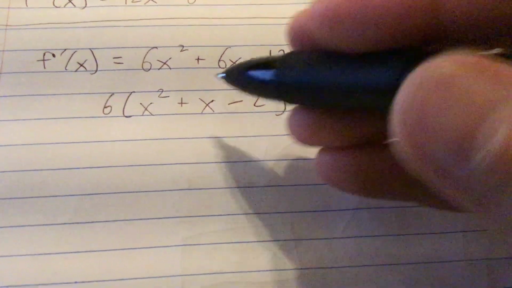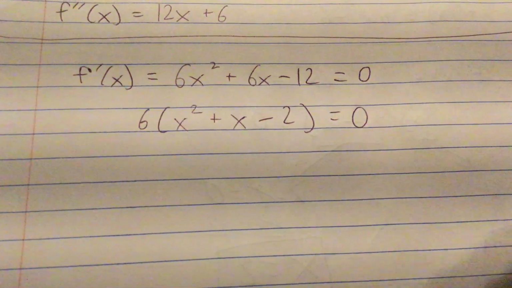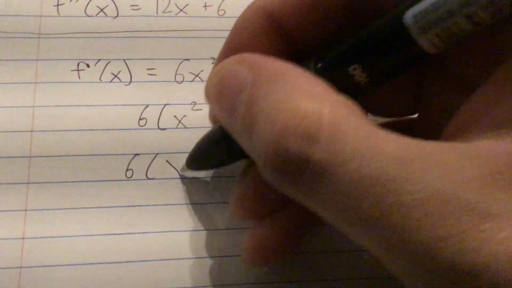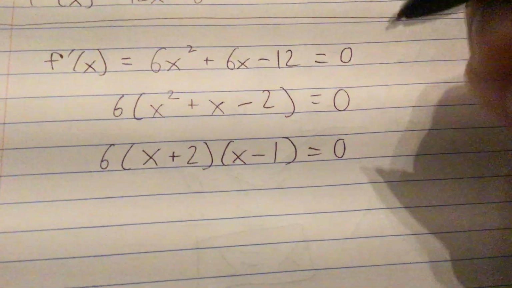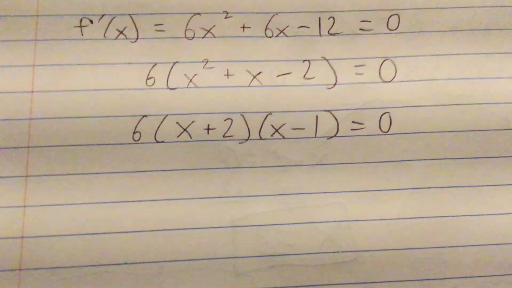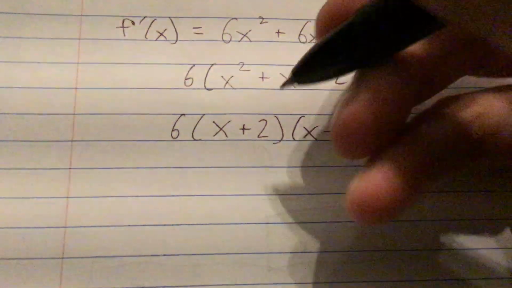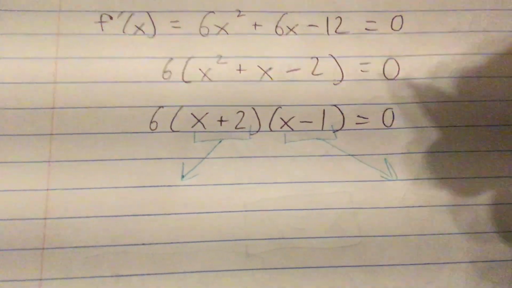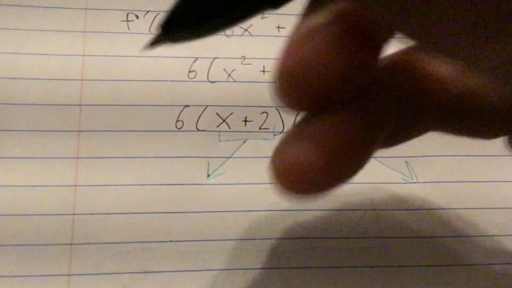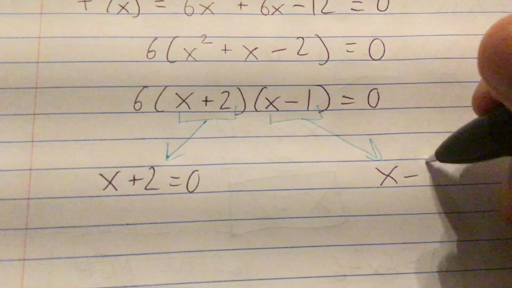Then I factor this quadratic trinomial. What 2 numbers multiply to negative 2 and add to positive 1? Well, that combination has to be positive 2, negative 1. So x plus 2, x minus 1 equals 0. So now I've got my factored form. And now I've got x plus 2 is equal to 0 based on the zero product principle, or x minus 1 equals 0.